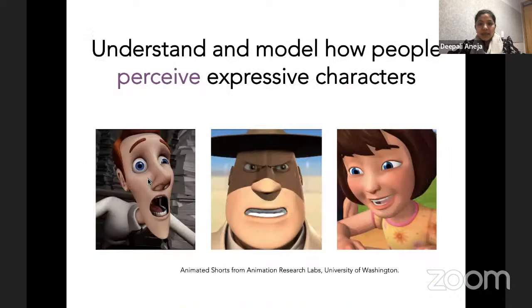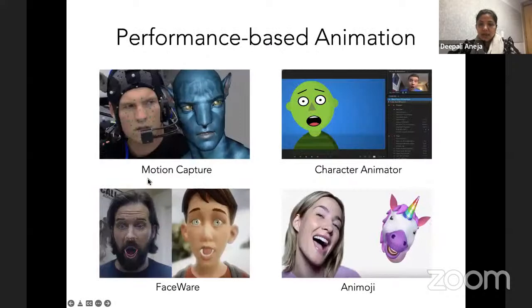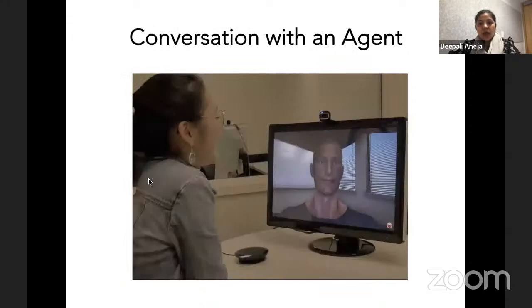In order to generate expressive characters, we need to understand and model how these expressions are created and how we perceive them. We can create these expressions by drawing or by transferring these expressions through automated methods. So how about these automated systems? We are good at making expressions with our face. Here are some examples of industry standard tools and techniques that are used for expression transfer in 2D and 3D. And once we create these expressive characters, how can we have engaging and convincing conversations with these agents?